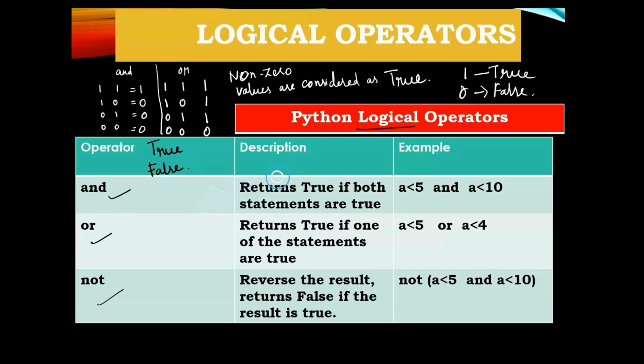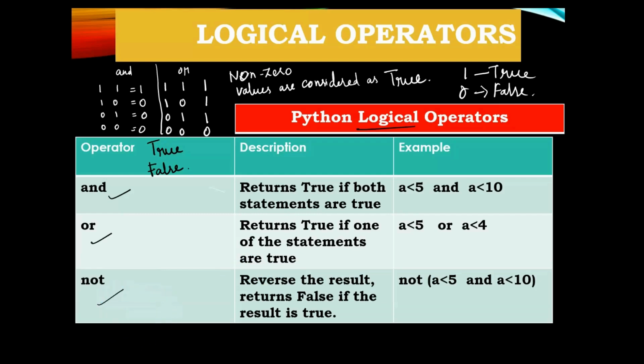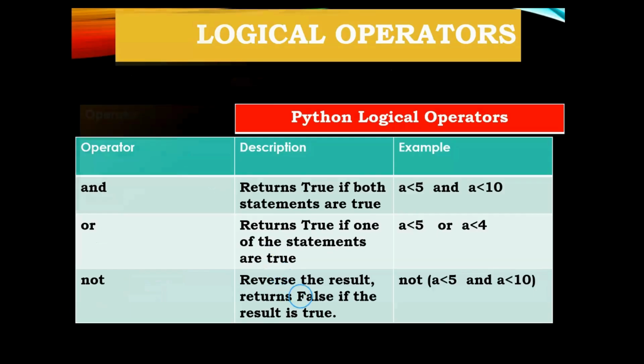So see the description for AND. It returns true if both the statements are true. Likewise for the OR table, it returns true if one of the statements is true. And the NOT table will be reversing the result. So if we have not true, then the result is false here. It is an inverse result. If it is not false, the answer is true. Okay, so let us move on to the next slide. Hope you all understand this logical operators part.